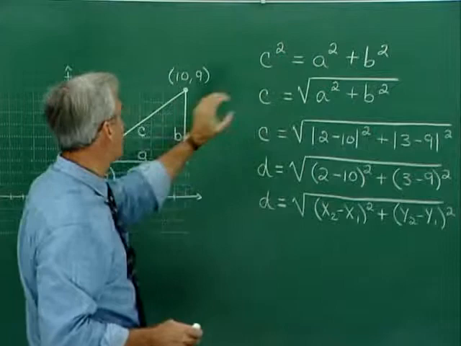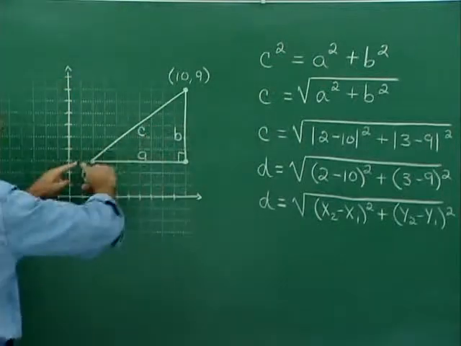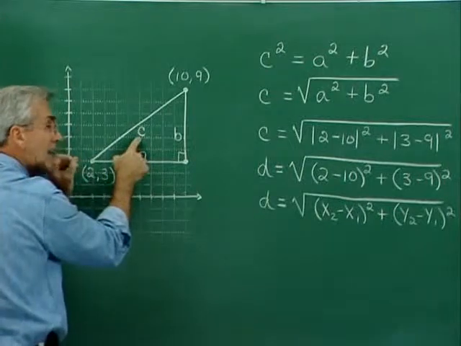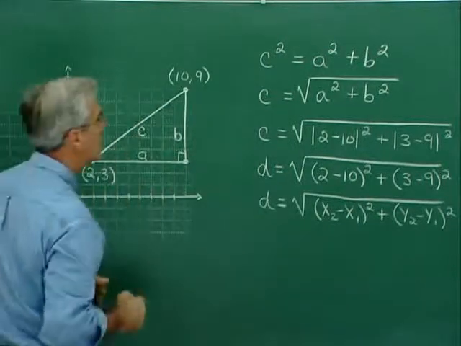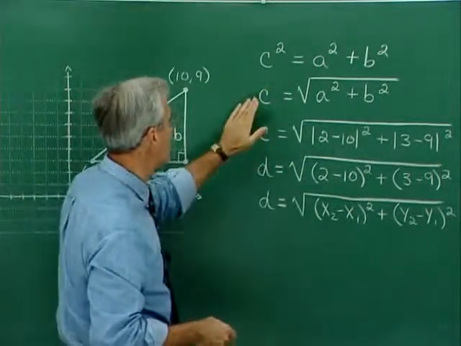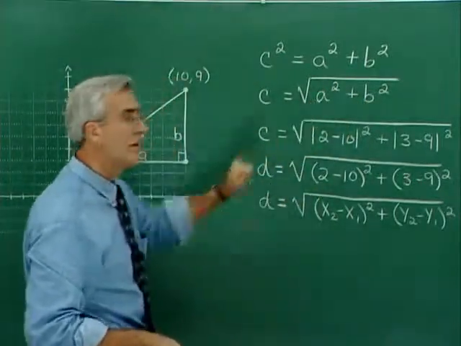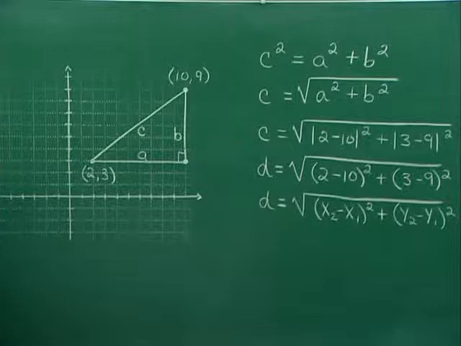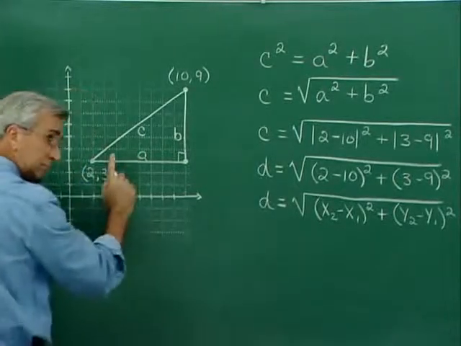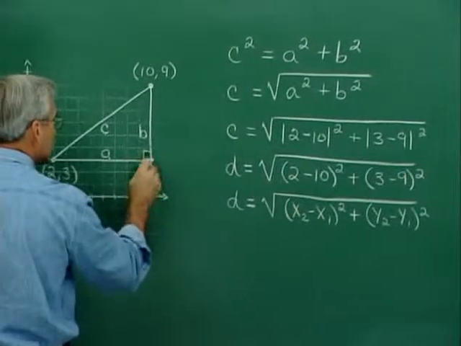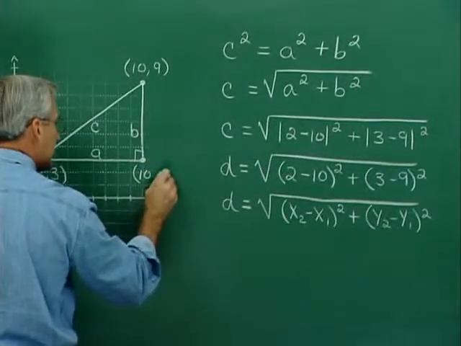Now we're going to develop a distance formula, this distance between the two points. So this distance c is what we're after here. So I want to solve this for c. Taking the square root on both sides, I find c to be the square root of a squared plus b squared. Now let's talk about the distances a and b. This distance a is a horizontal distance. The coordinates of this point are (10, 3).